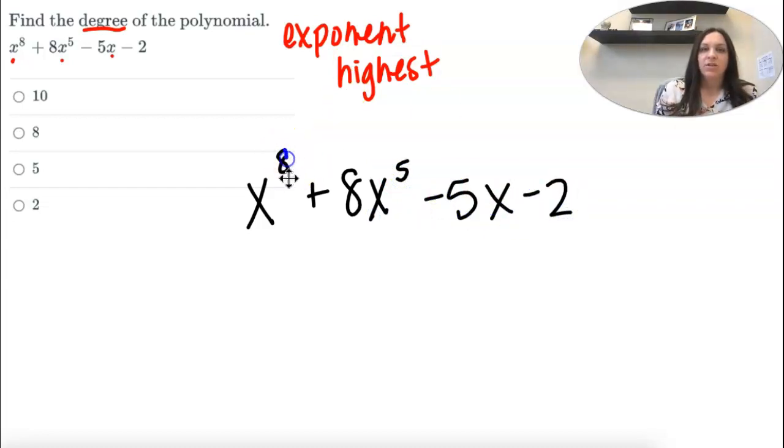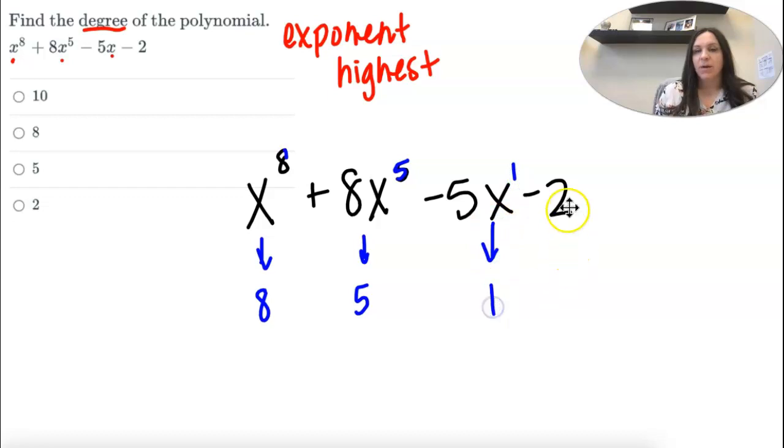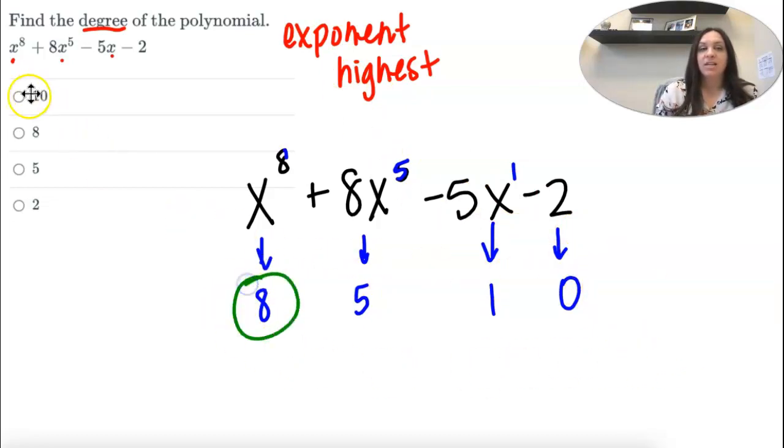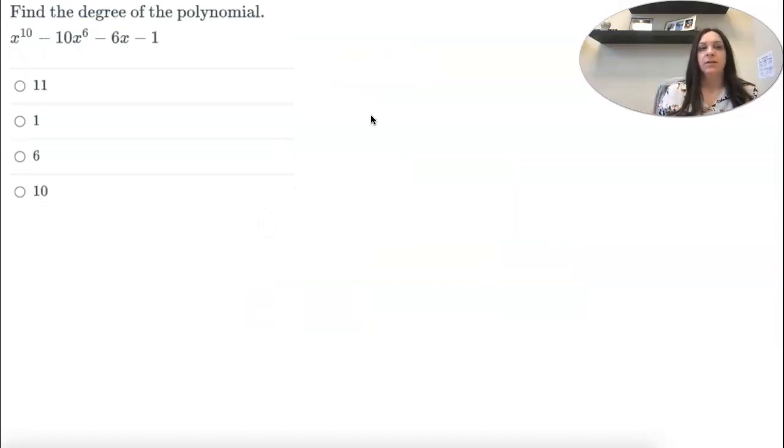So for this term, the degree is 8. It's the exponent. For this term, the degree is 5. It's the exponent on the variable. For this term, the degree is 1. X to the first power. And for this term, there's no variable, there's no degree. So what number is the highest? 8. That's the degree of the polynomial. It's the largest exponent. So let's do another one.